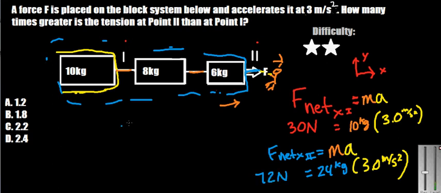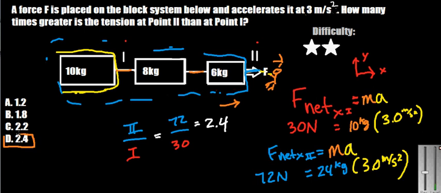So if I look at the question again, I'm looking at how many times greater the tension at point 2 is than at point 1. I know that it's going to be a ratio of T2 over T1. When I do some simple math, 72 over 30, I get 2.4. And that is answer D here. So not incredibly difficult, but we did require some classical Newtonian mechanics in this problem.